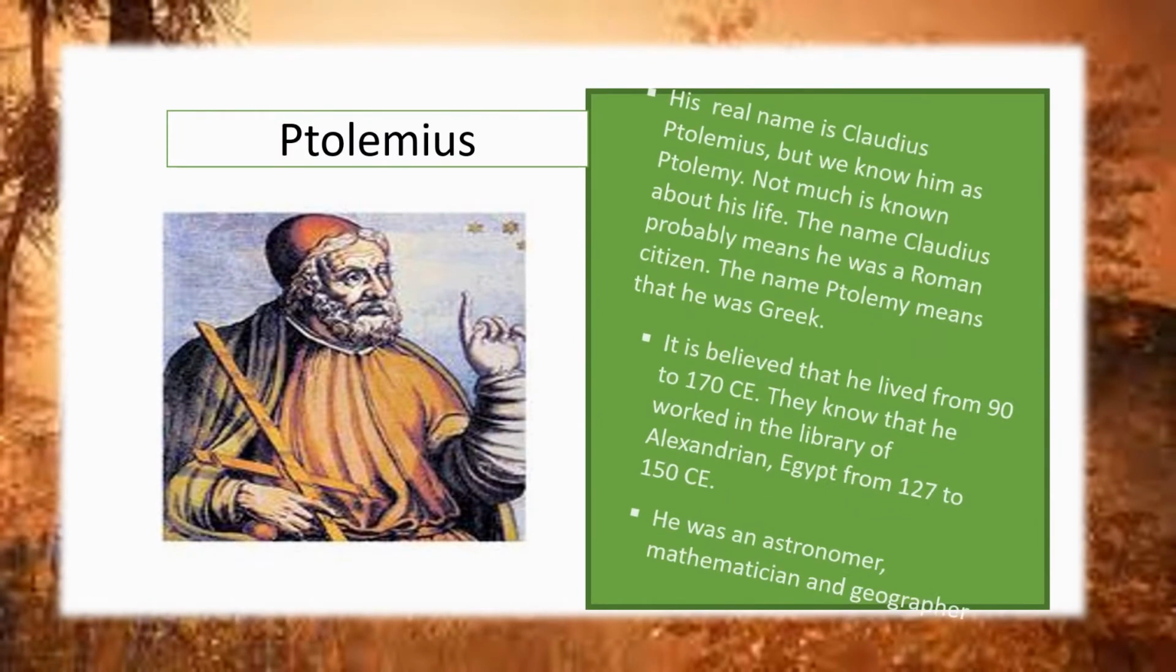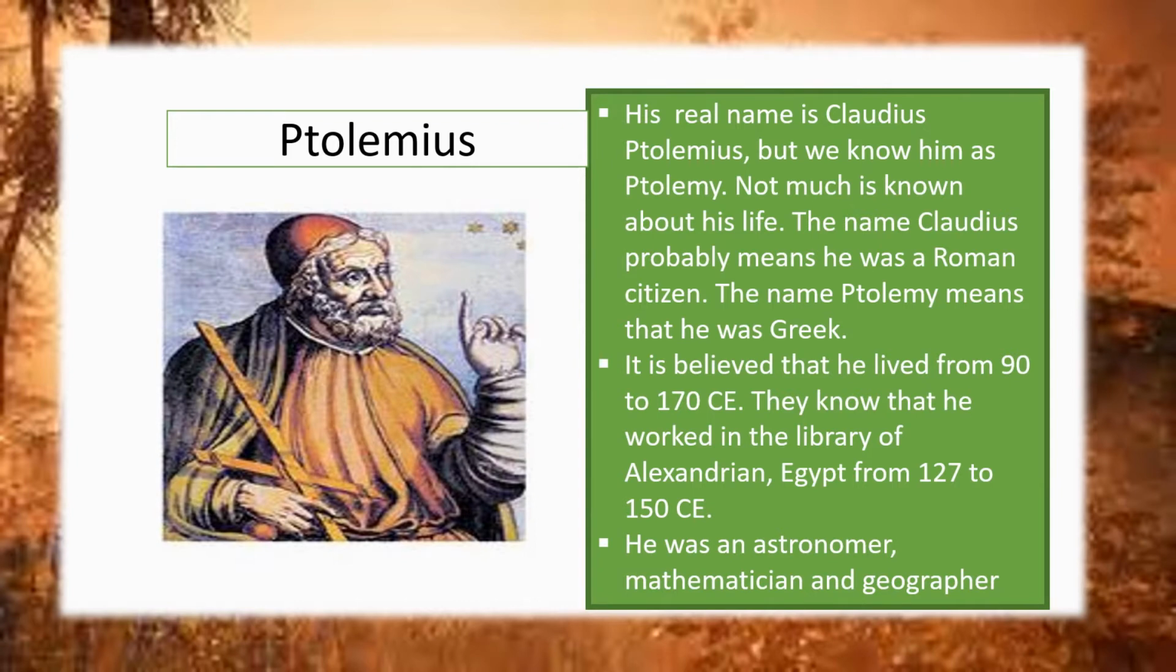Let's learn more about Ptolemy. His real name was Claudius Ptolemy, but he was known as Ptolemy. Not much is known about his life. The name Claudius probably means he was a Roman citizen. The name Ptolemy means that he was Greek. It is believed that he lived from 90 to 170 AD. It is known that he worked in the library of Alexandria, Egypt, from 127 to 150 AD. He was an astronomer, mathematician, and geographer.